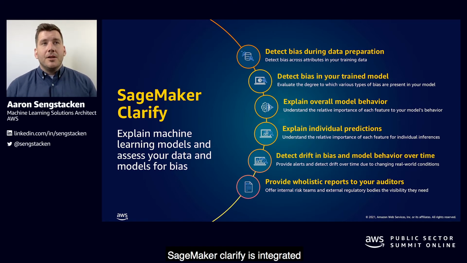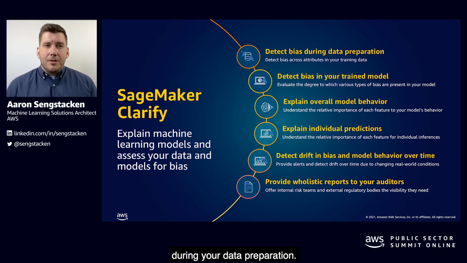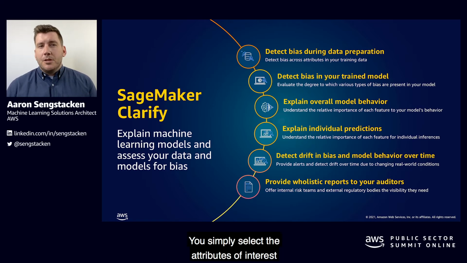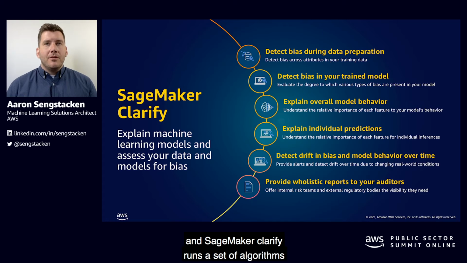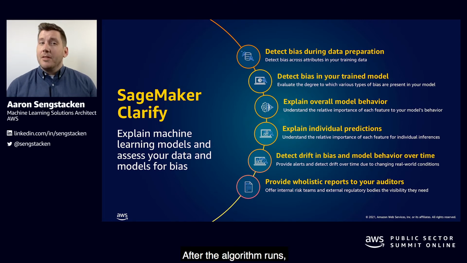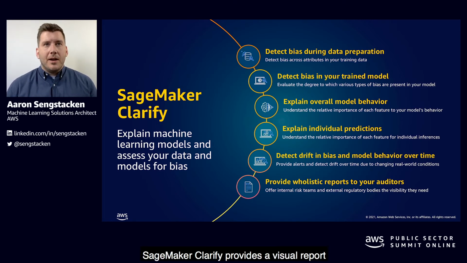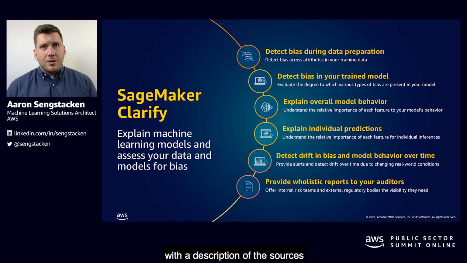SageMaker Clarify is integrated with SageMaker Data Wrangler, so it makes it easy to identify bias during your data preparation. You simply select the attributes of interest, and SageMaker Clarify runs a set of algorithms to detect the presence of bias in those attributes. After the algorithm runs, SageMaker Clarify provides a visual report with a description of the sources and severity of possible biases, so you can take steps to mitigate it.